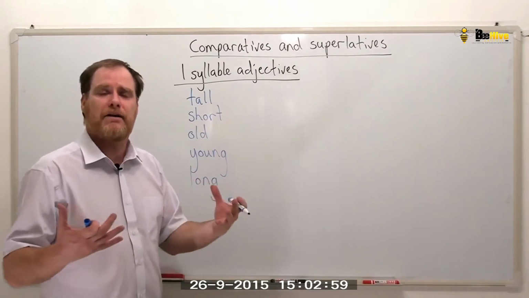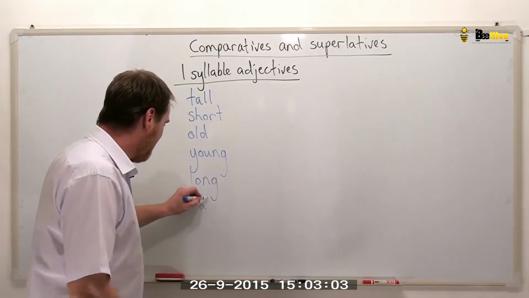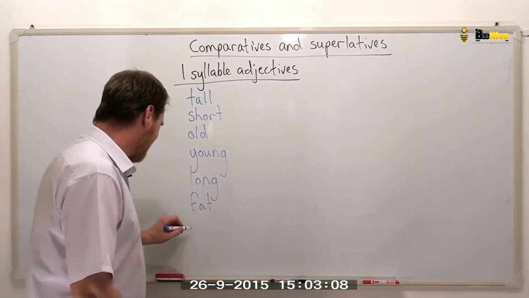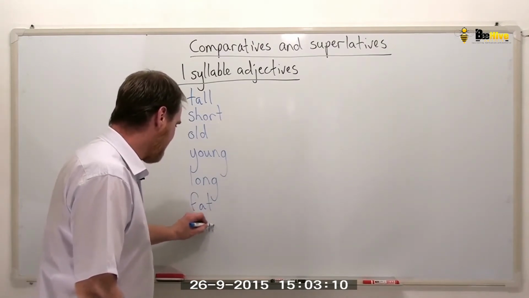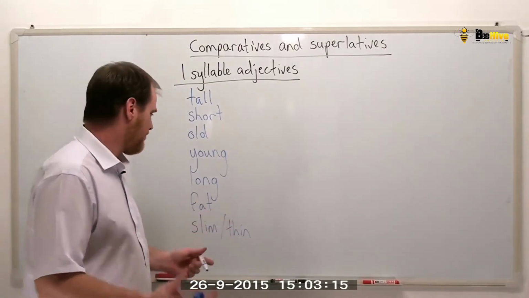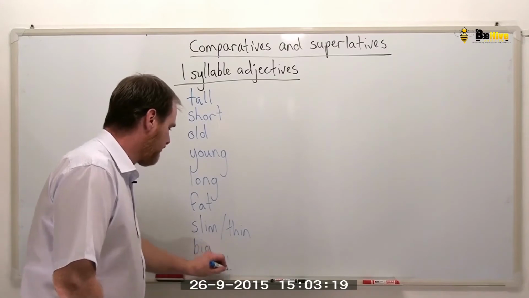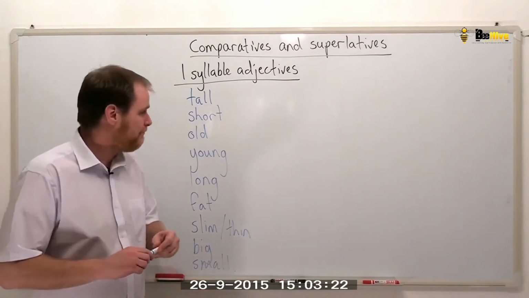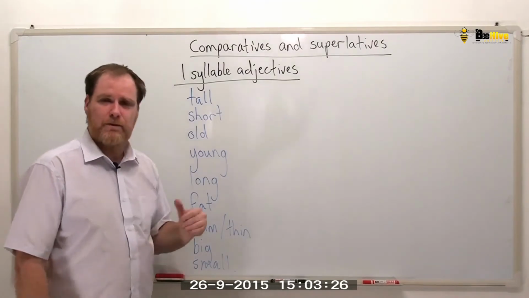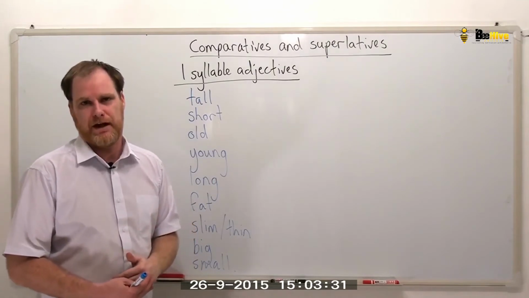If you wanted to talk about somebody's body shape, like me, you would probably say fat. If you wanted to talk about somebody else, you might say that they are slim or thin. Okay? And of course, we can use some simple words like big and small. Okay? Talk about size. So, if we want to make a comparative with a one-syllable adjective, there is a rule that we have to follow, okay?